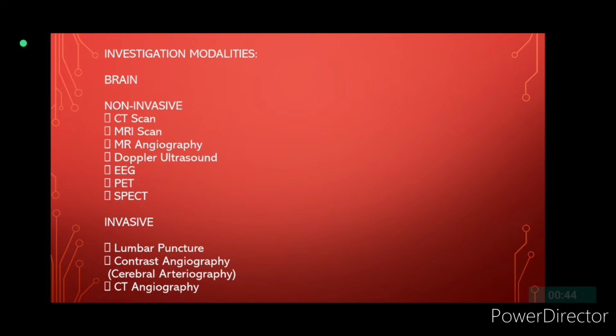Investigation modalities: brain. First category, non-invasive. First point, CT scan. Second, MRI scan. Third, MR angiography. Fourth, Doppler ultrasound. Fifth, EEG. Sixth, PET. Seventh, SPECT.